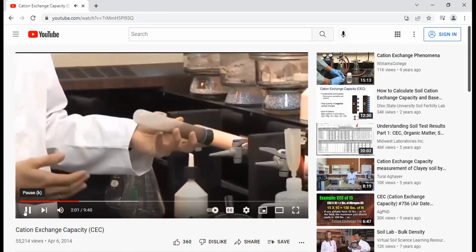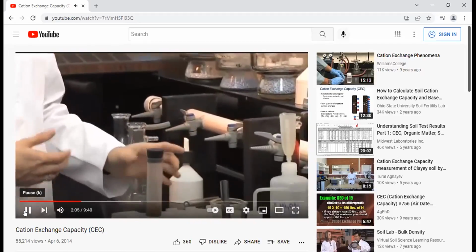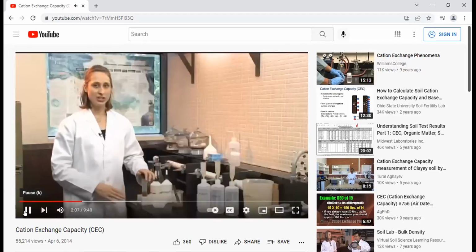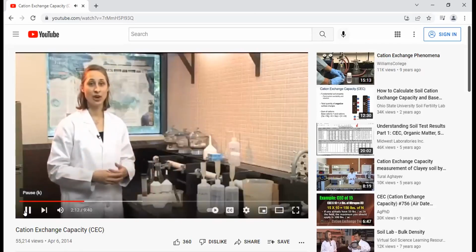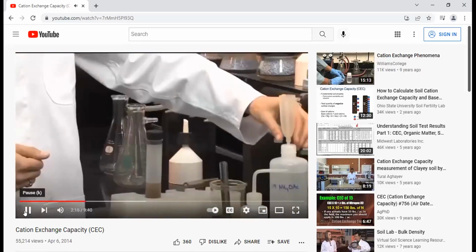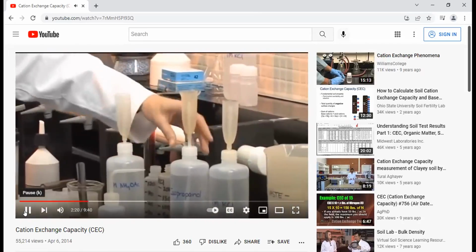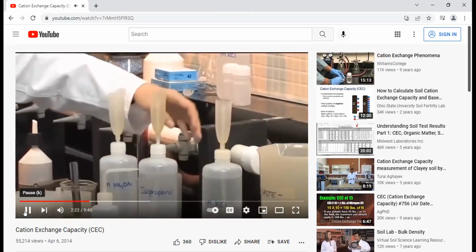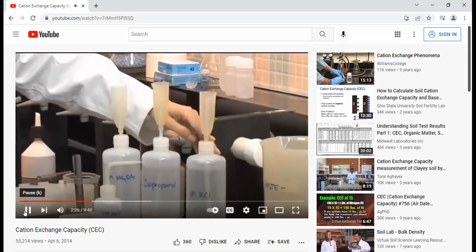So after 15 minutes of shaking on the shaker, we're ready to do our first filtering. So you want to make sure before you do this next process that you have all your solutions on hand and ready to go. And what you need is 1 molar ammonium acetate, which we've already used, isopropanol, and also a 1 molar potassium chloride solution.